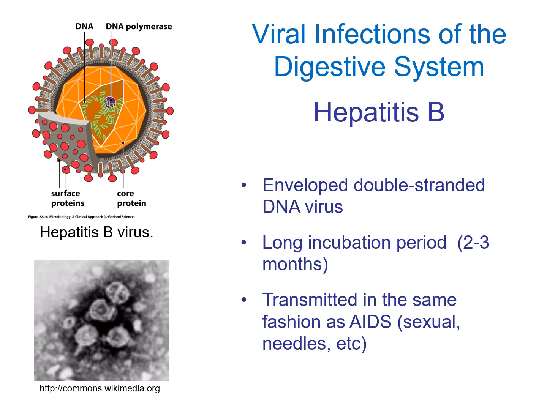This is hepatitis B, and I chose this one as an example because it is quite prevalent and it can be quite damaging. It's an enveloped double-stranded DNA virus with a rather long incubation period, so it may be quite a while before you realize that you have this. And it's transmitted in a fashion that's very similar to how HIV is transmitted. It can be transmitted sexually, through needle use, through contaminated blood.